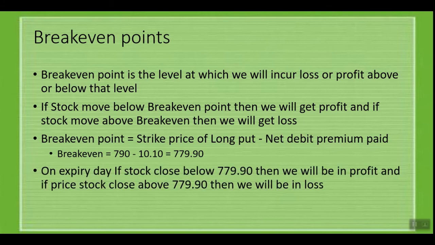So on the expiry day, if the stock closes below 779.90, then we will be in profit, and if the stock price closes above 779.90, then we will be in loss.